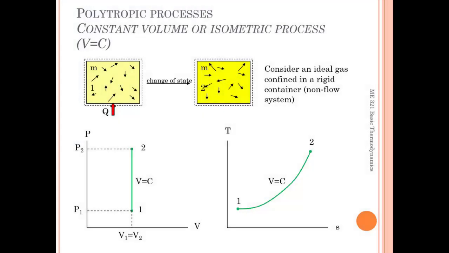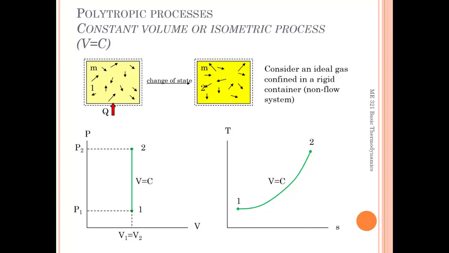The second polytropic process is the constant volume process. A non-flow isometric process can be visualized with a rigid vessel containing an ideal gas. Now let's start our analysis by assuming that we are going to transfer heat into the gas inside the vessel.